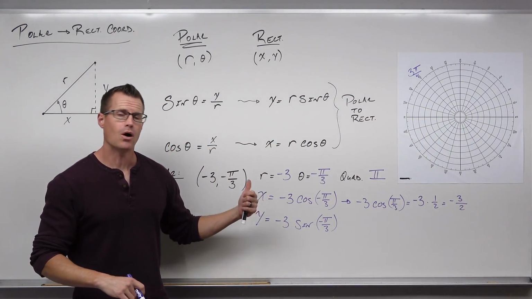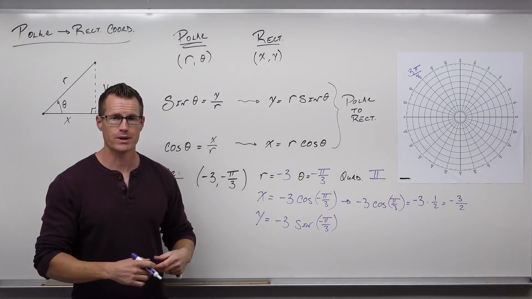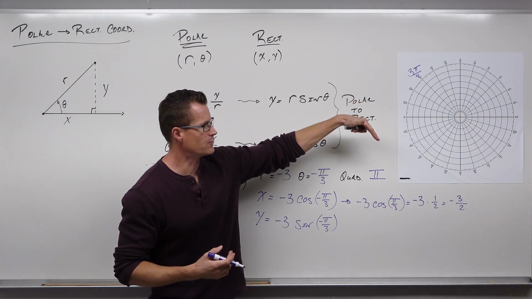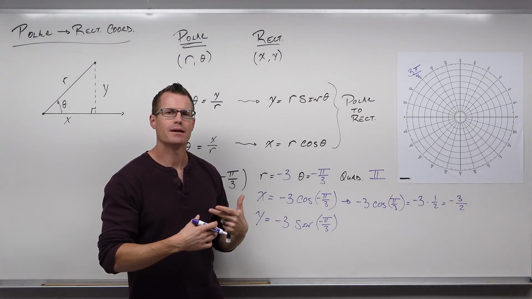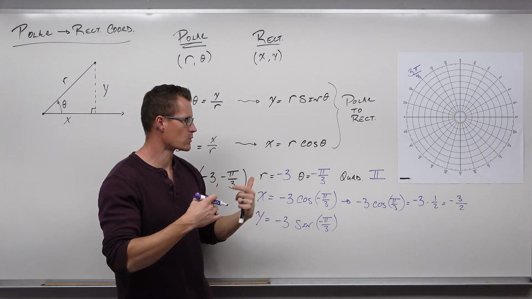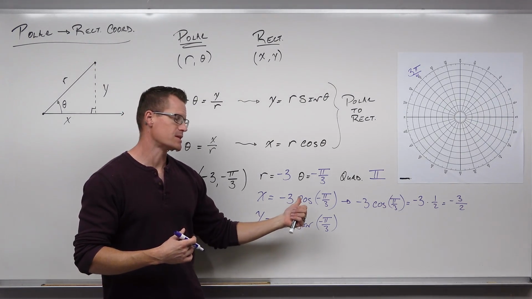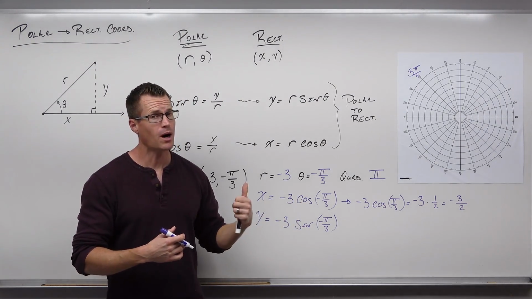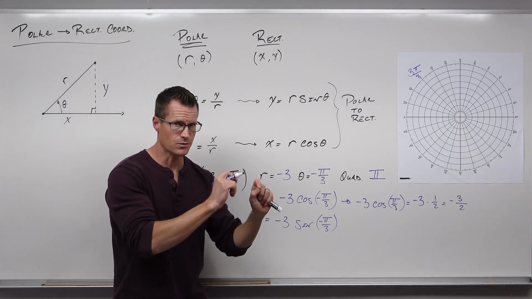Now, sine is an odd function. If you want to figure out sine of negative pi over 3, you could certainly do it by thinking of 5 pi over 3 or negative pi over 3 on a unit circle. You're going to get negative square root 3 over 2. You get negative 3 times negative square root 3 over 2. It'll give you positive 3 square root 3 over 2.